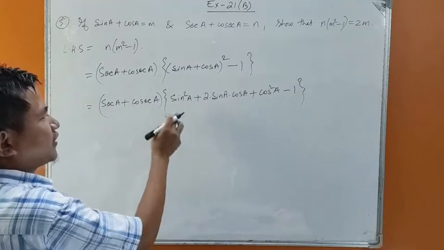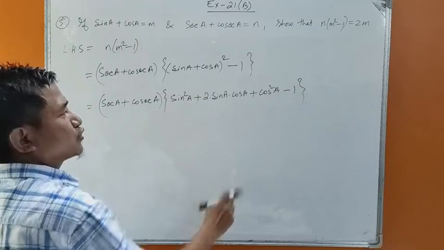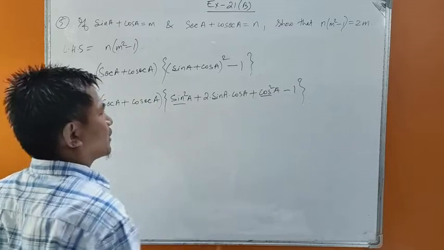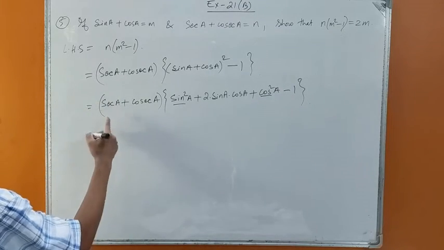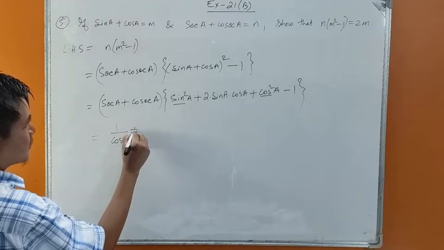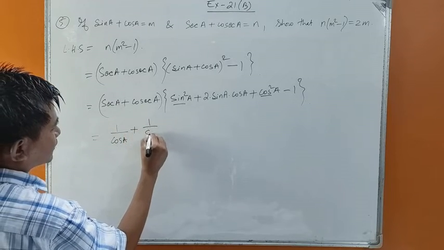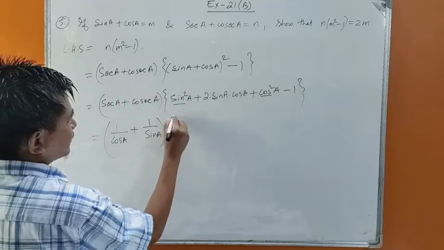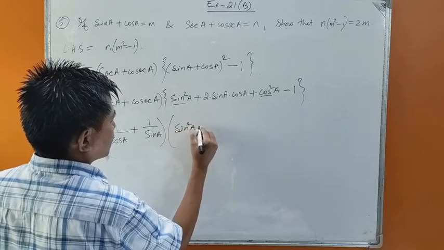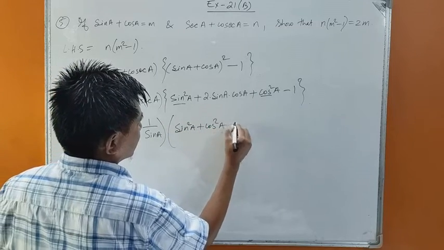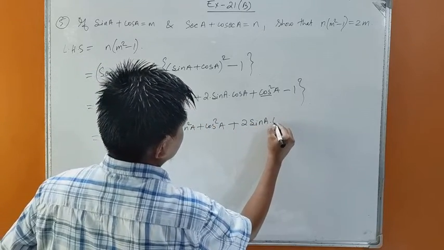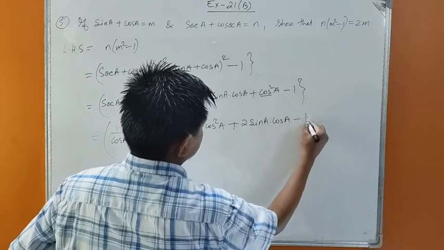Okay, if you can understand this, sin square A plus cos square A is 1, isn't it? So 1 plus 1 and minus 1 can be cancelled, but let me write that. Okay, sec A can be written as 1 upon cos A plus cosec A can be written as 1 upon sin A, isn't it? So let me write this together: sin square A plus cos square A plus 2 sin A cos A minus 1, isn't it?